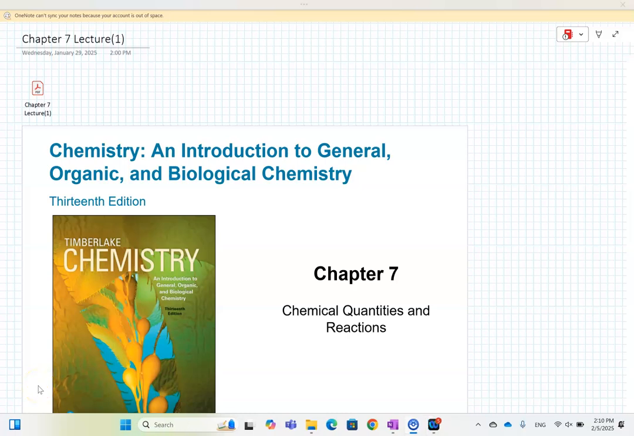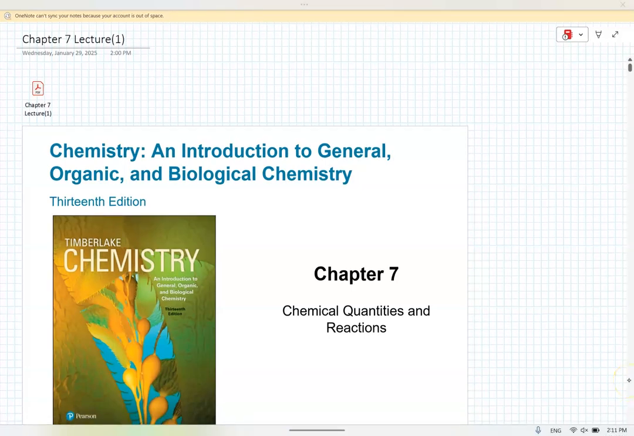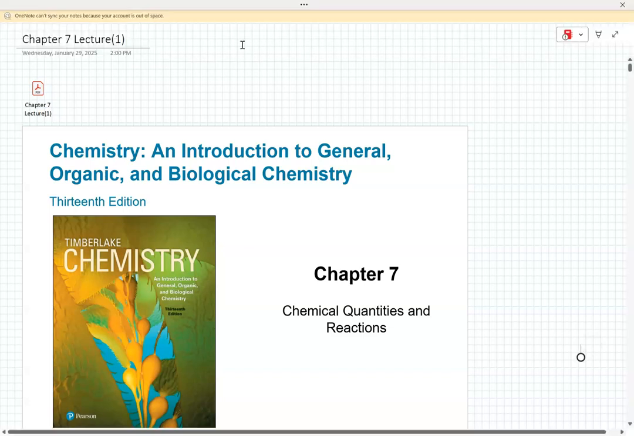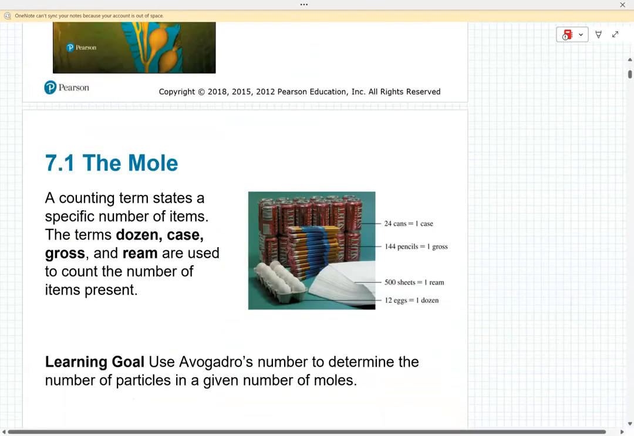So things that we're going to discuss today are how we write chemical reactions, how we balance chemical reactions, and on a related note, what is the concept of a mole, which is one of the central concepts.